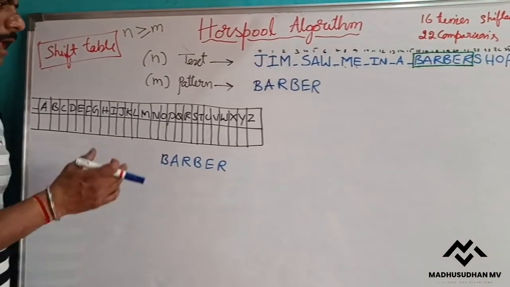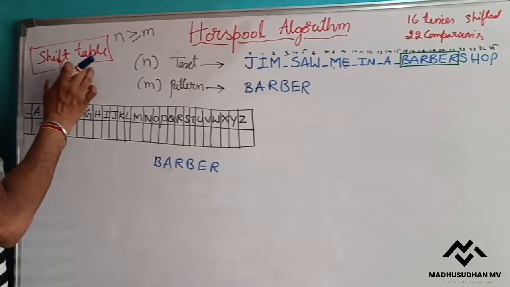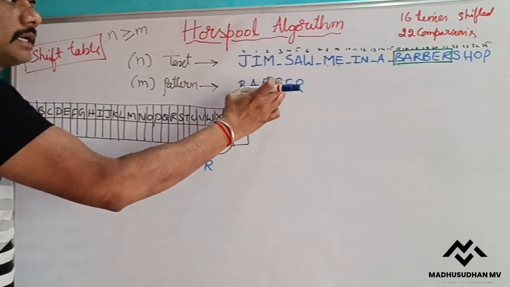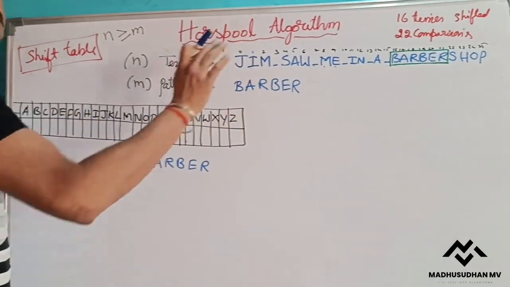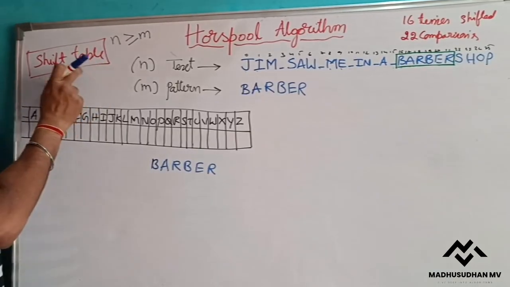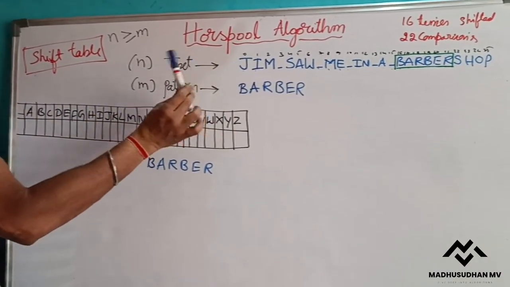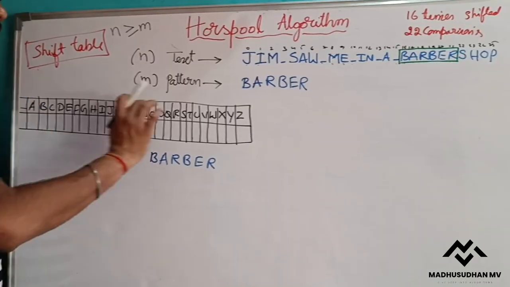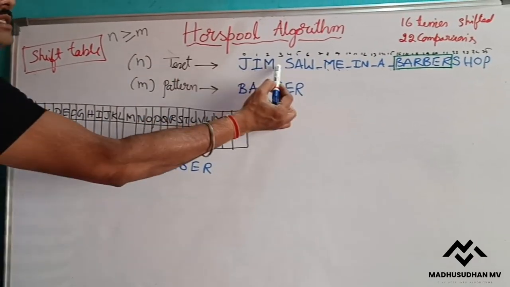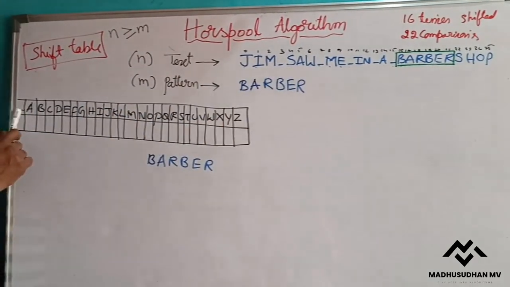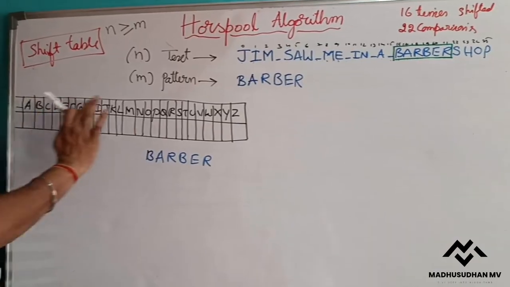Now let us see how to construct the shift table for the characters present in both the text as well as the pattern. For that, first write all the alphabets A to Z, and since we used underscore also, I use underscore. That means you write all the possible characters.